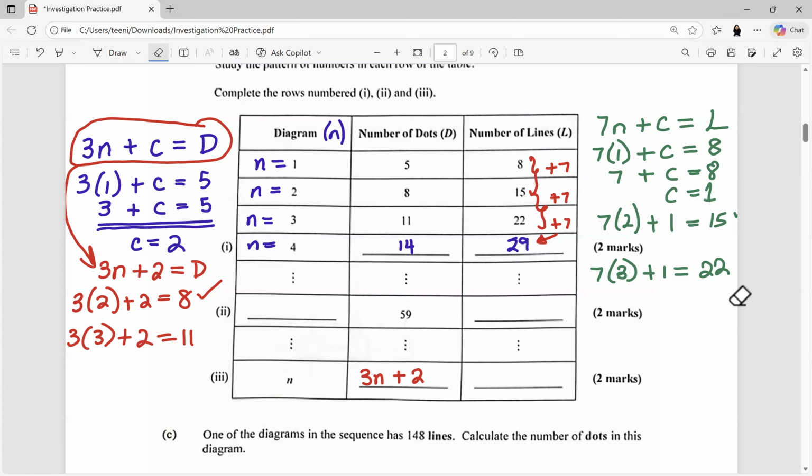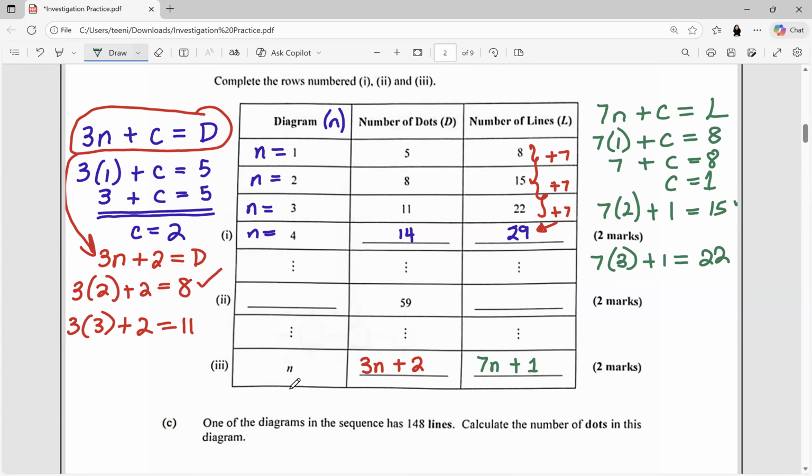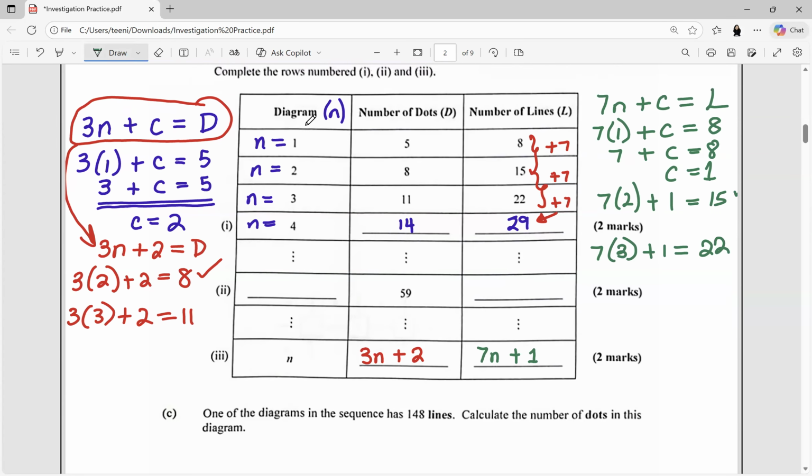So now that we've established the relationship between the diagram number and the number of dots, and the diagram number and the number of lines, we've come up with the equation that gives us the number of lines and the number of dots given the diagram number. We could work out what the diagram number is when the number of dots is 59.